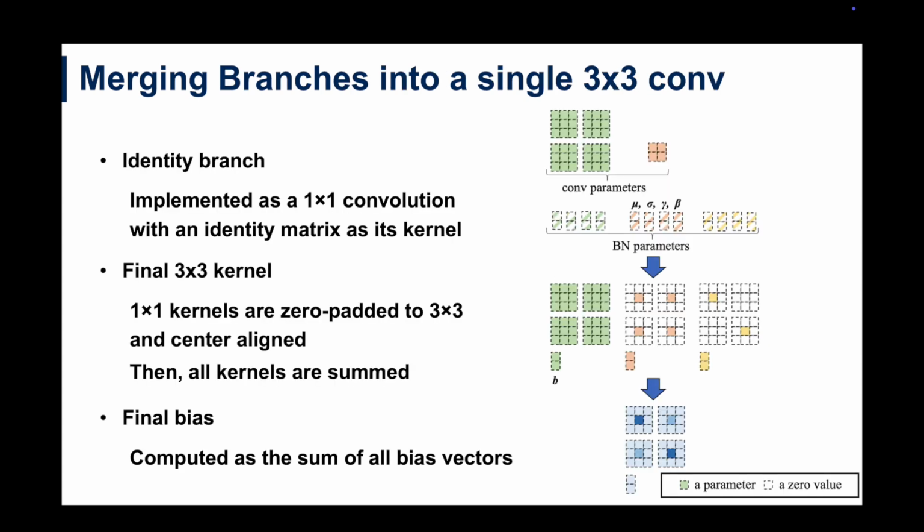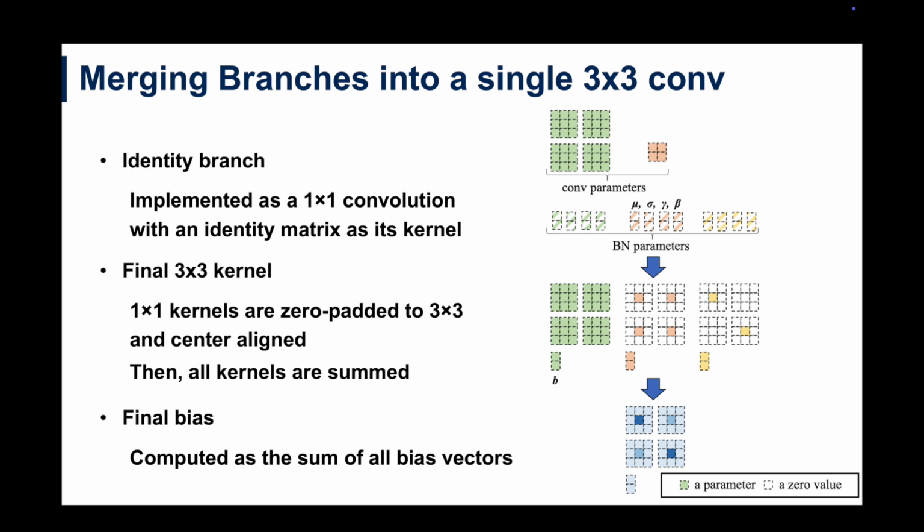Now, let's apply the previously explained transformation to each branch of the block. First, the 3x3 convolution branch already has the desired form, so it can be used without modification. Next, for the 1x1 convolution branch, we use zero padding to embed the kernel at the center of the 3x3 matrix, effectively expanding its size. Finally, the identity branch is expressed as a 1x1 convolution with an identity kernel, which is then expanded in the same way into a 3x3 kernel.